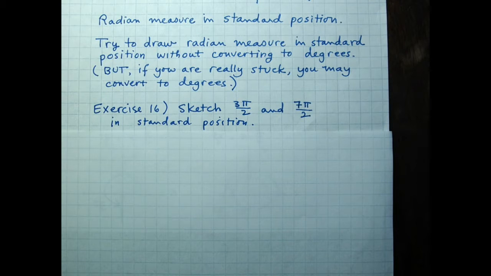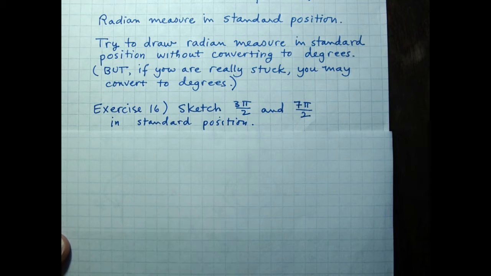So our next step in working with standard position is being able to visualize radian measure of angles in standard position. And I want you to try to draw radian measure without converting to degrees. It really will help you a lot if you can learn to think in radians and to visualize radians. But if you are ever really stuck, it's not wrong to convert to degrees, and I won't know if you do, so you can use that to help you out. But try not to do that. Try to get used to radians.